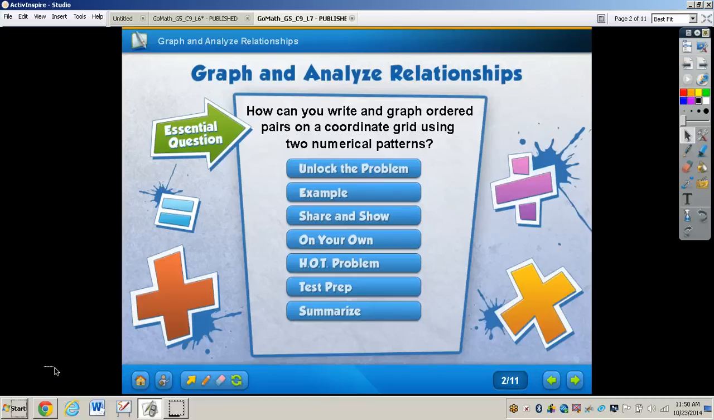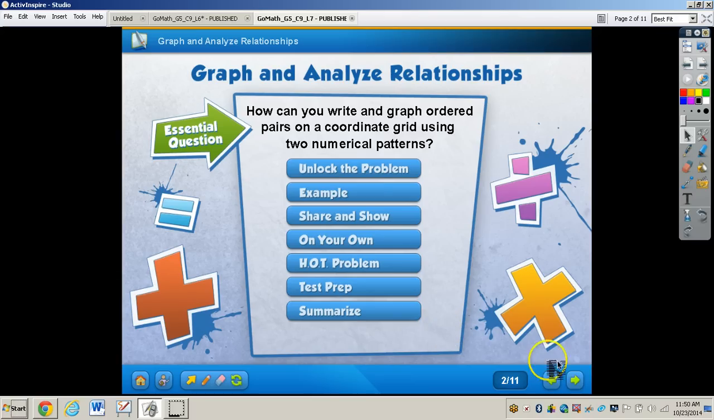In this video, we will look at graphing and analyzing relationships, and you will need to turn your Go Math books to page 395 and get out your math journal and a pencil. And the essential question that we are going to unlock is, how can you write and graph ordered pairs on a coordinate grid using two numerical patterns?